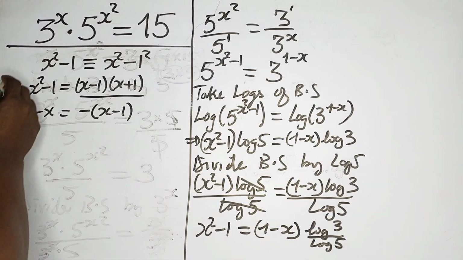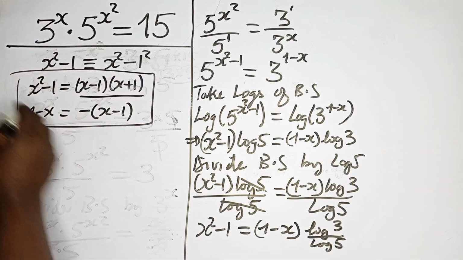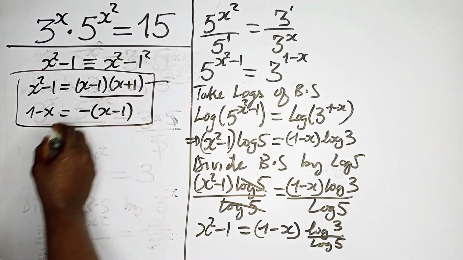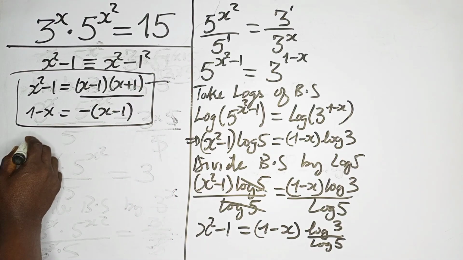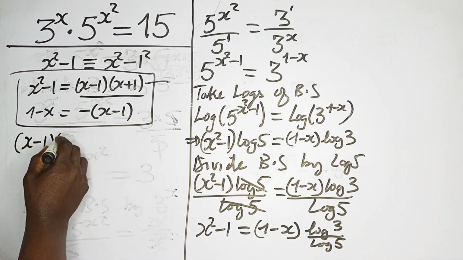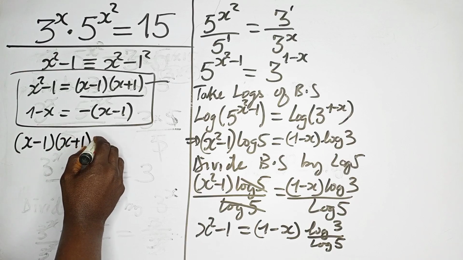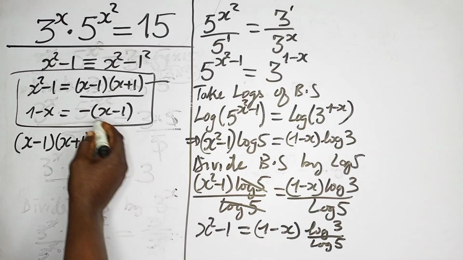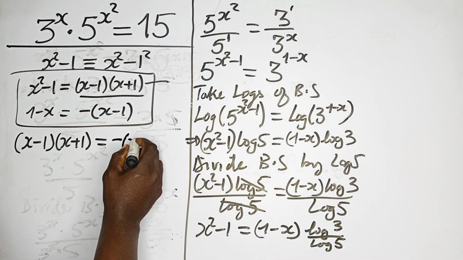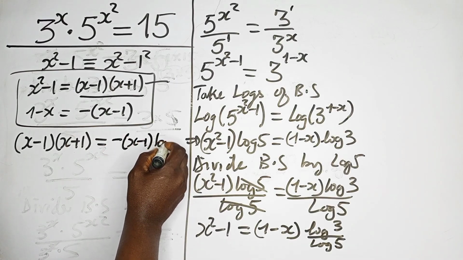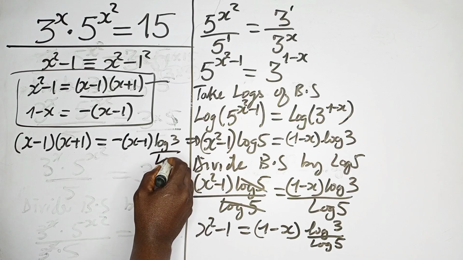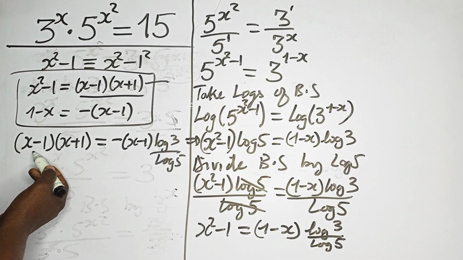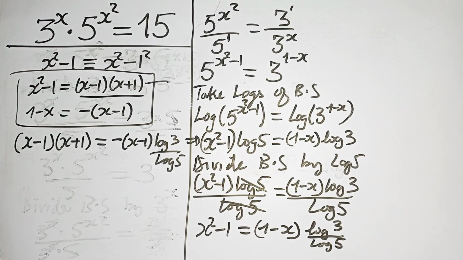So our aim is to have the factor x minus 1 on both sides of our equation. Applying this now here, we'll write our left hand side as this. We're going to have x minus 1, x plus 1, will be equal to, now in the place of 1 minus x, we're going to write negative x minus 1 log 3 all over log 5. We'll have x minus 1 on the left hand side, x minus 1 on the right hand side.